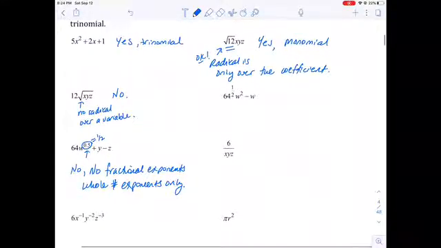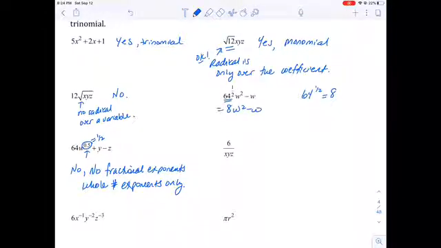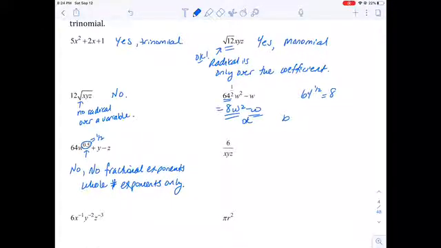And old Mrs. Schwartz, I just looked at this so quickly. Now, 64 to the power of 1/2, if you plug that into your calculator, you're going to get 8. So that's just 8w squared minus w. And we know that's okay. Okay, and that's a binomial. And that was a yes, I guess. Let's just write yes. Okay, that's a yes, and that's a binomial.